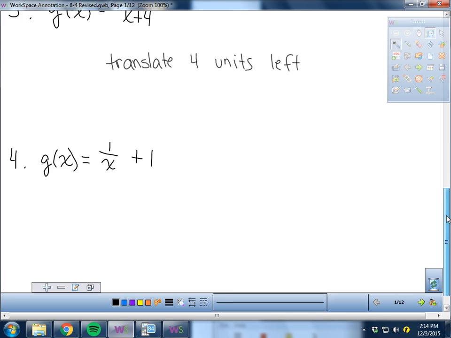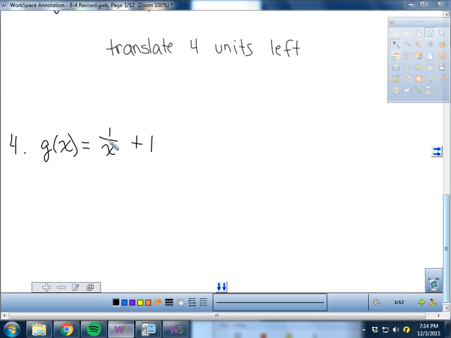And if you look at number 4 here, I'm not changing the denominator. I'm just changing this number out to the right. And it's plus 1, so that means it's going to translate 1 unit up. So that kind of tells you a little bit about the different parts.